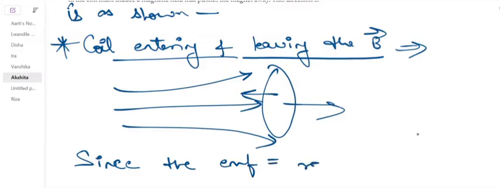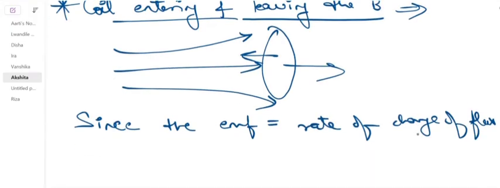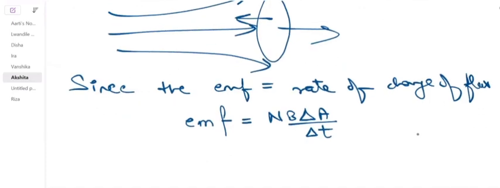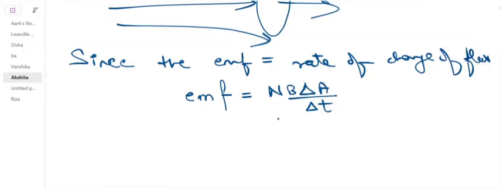Since the EMF is equal to the rate of change of flux, your EMF will be NB del A over del T. Remember this formula or not? Great. Now N is the number of turns of the coil, A is the area of cross section of the coil, T is the time period in which it is traveling, and the coil is moving at speed V.